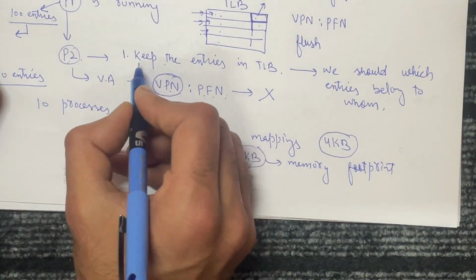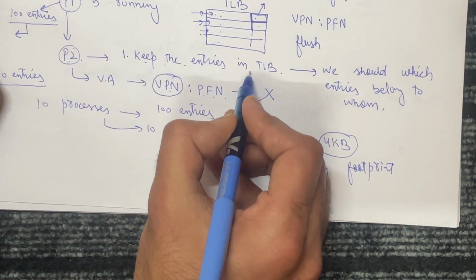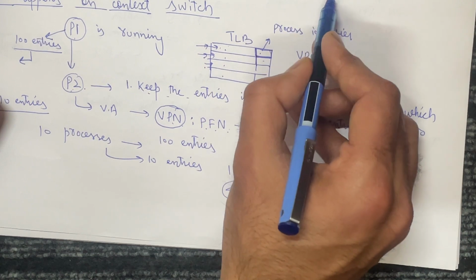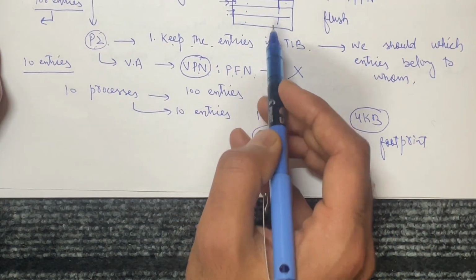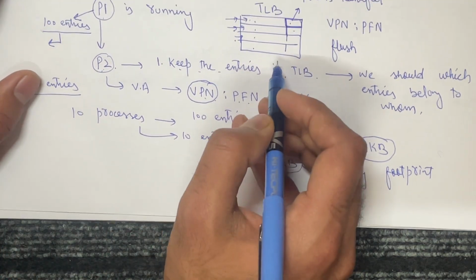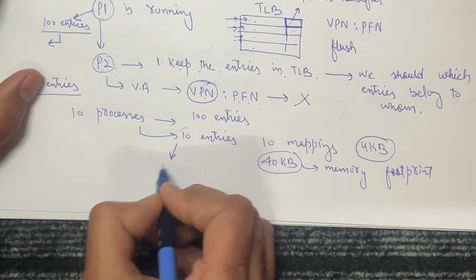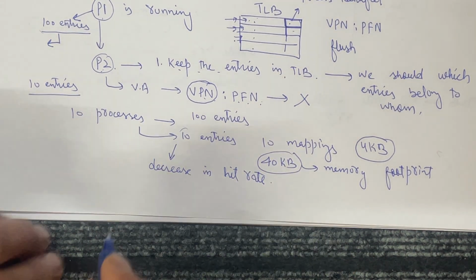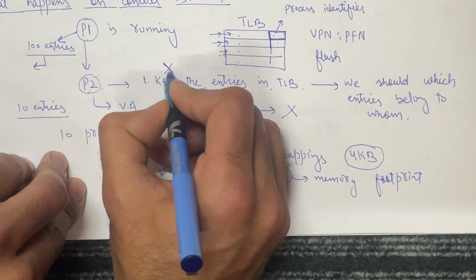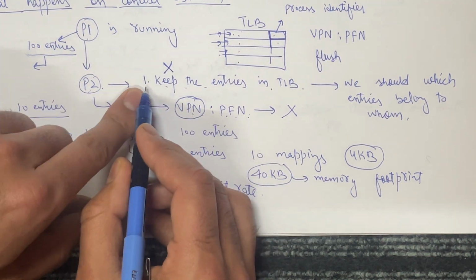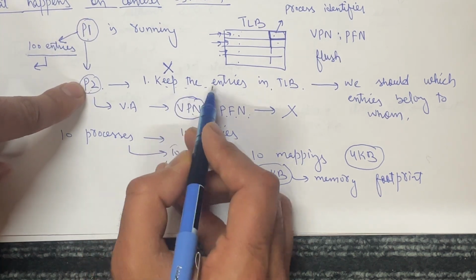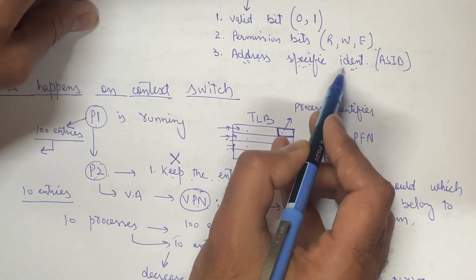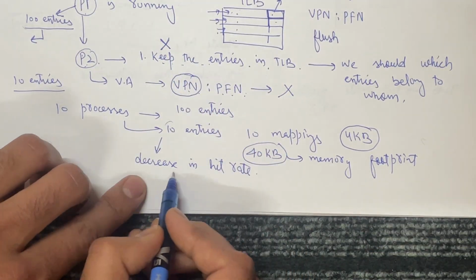So the first problem was that on a context switch, let's keep the entries in the TLB. However, we should differentiate which entries belong to which process, and that can be done by adding this address specific identifier. And we said that in this scenario every process will get only some of the entries from this TLB. Having only some of the entries will result in a decrease in hit rate, and a decrease in hit rate means a decrease in performance. So the first option has some benefits, but it is not performance efficient. So we won't use the first option. What was the first option? On context switch, keep the entries in the TLB. We know which entries belong to which process with the help of the address specific identifier, but this option results in a decrease in hit rate.